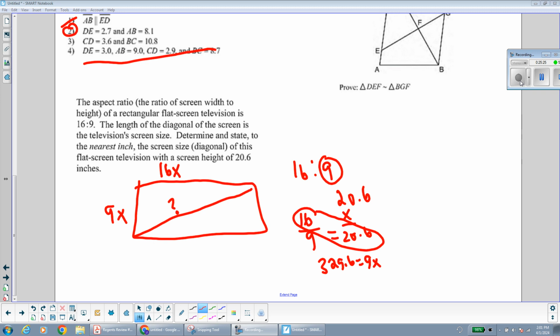So here in this situation, we know that the height, the 9 part, is approximately 36.6.